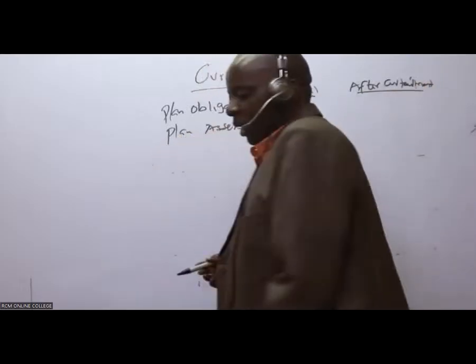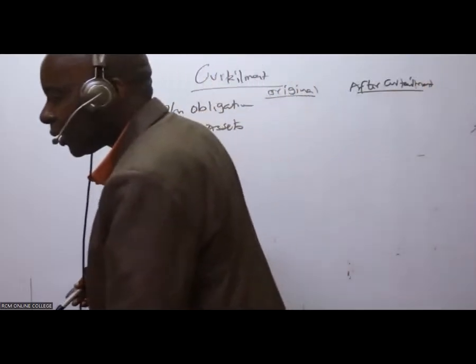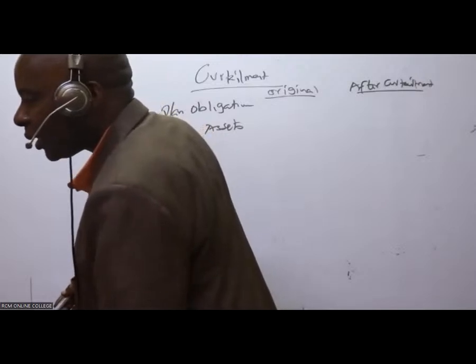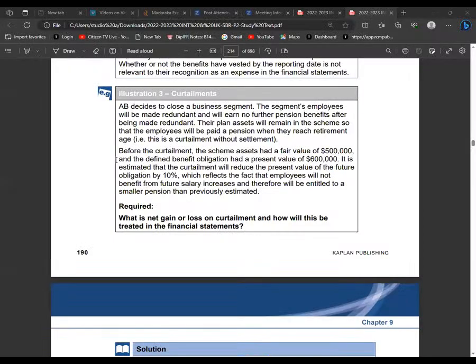So original, I hope you have been able to take the screenshot. We are told before the curtailment, the scheme assets were 500,000. So plan assets here, original, 500,000. And then they've told us that the obligation was 600,000.